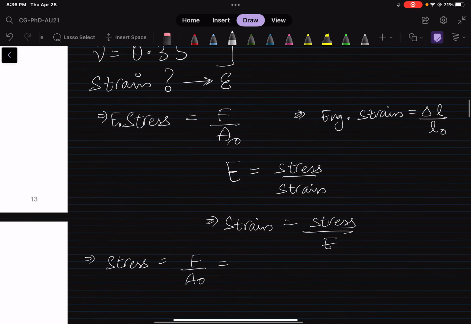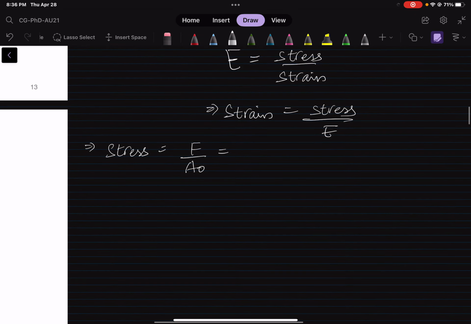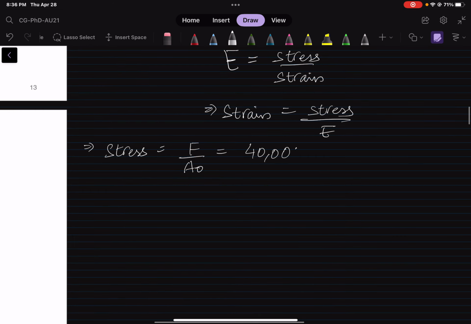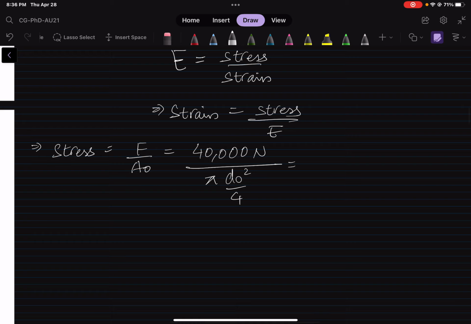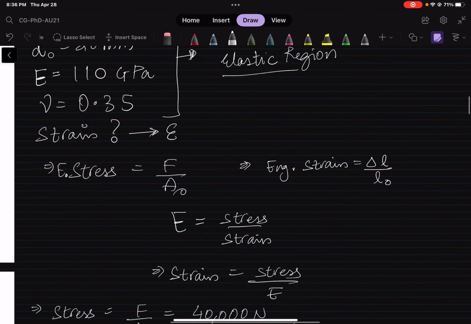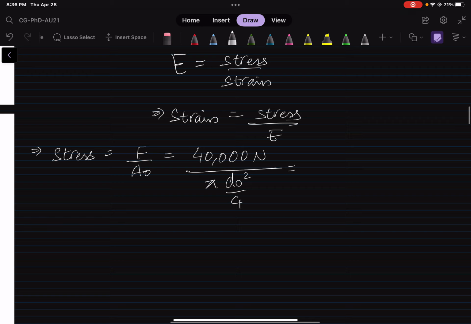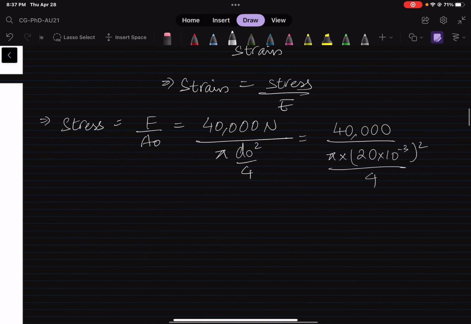Here F is given as the force, which is 40,000 newtons. So 40,000 newtons divided by pi d naught square by 4. That's the area of a cross section, if it's a circular cross section with d naught diameter. You put in 20 millimeters for d naught, you get 40,000 newtons divided by pi into 20 into 10 to the power minus 3 meters whole square divided by 4. And then you can solve this and you can get some value of stress.